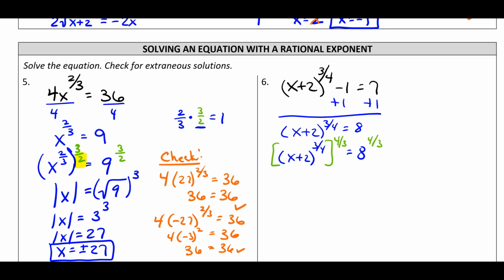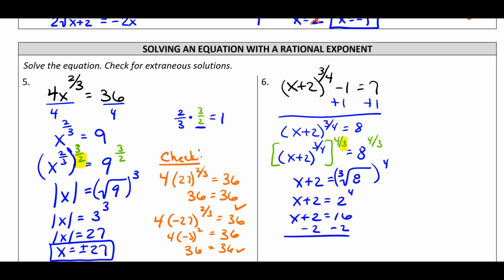So on the left side, we're going to just have x plus 2. But we have to decide, do we need the absolute value bars? Well, we're taking a cube root. So since we are taking a cube root, we do not need absolute value bars. And then on the other side, we have the cube root of 8 to the 4th. So x plus 2 equals, cube root of 8 is 2, 2 to the 4th is 16. And then you subtract 2. So x equals 14.